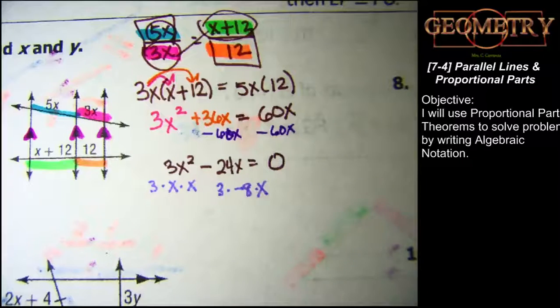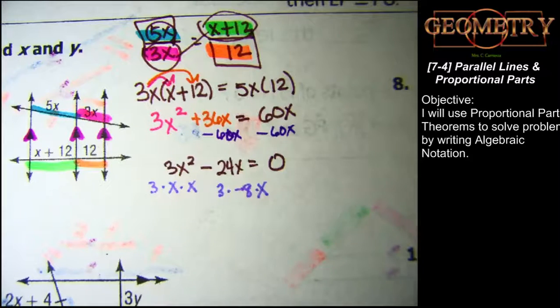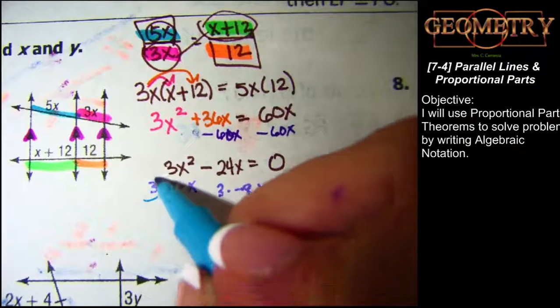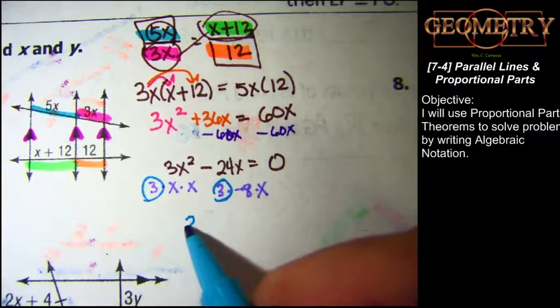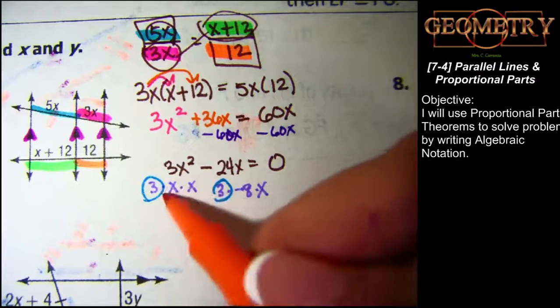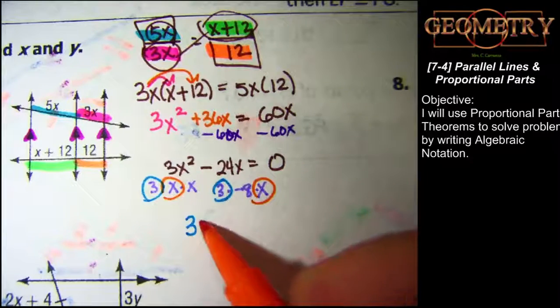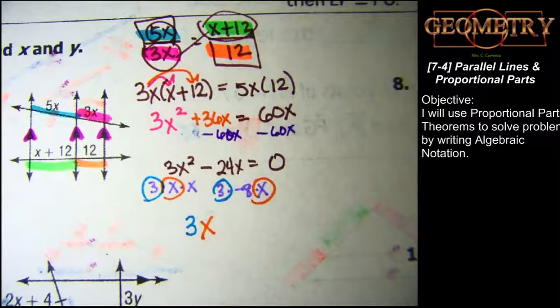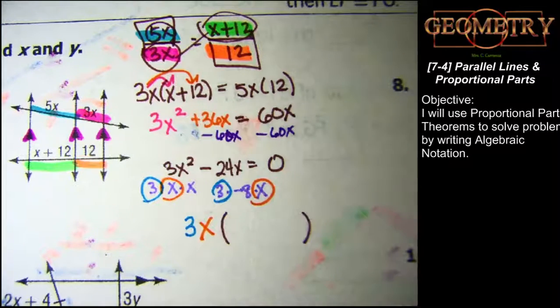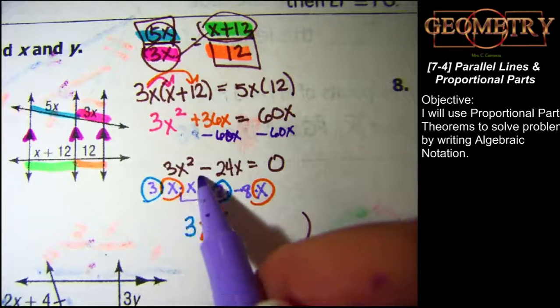All right? Now that I've gotten the list of all of my factors, I'm going to circle the factors they have in common. They have a 3, so I'm going to write that down. They have an x. They have an x. So the greatest common factor is 3x. And then in parentheses, I'm going to write whatever I have left over.